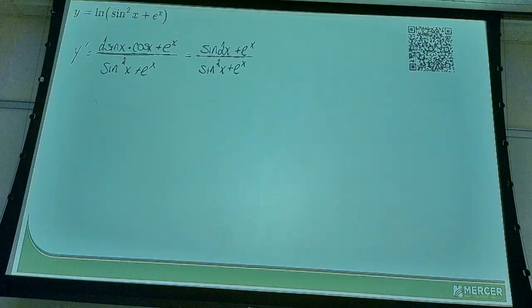Can you cancel the e to the x? No, no. Because it's a sum, and there's not an e to the x common in the other two. So we're going to leave it like that.